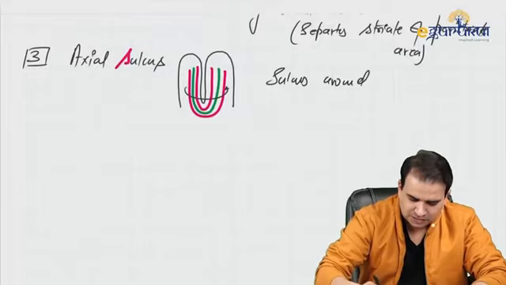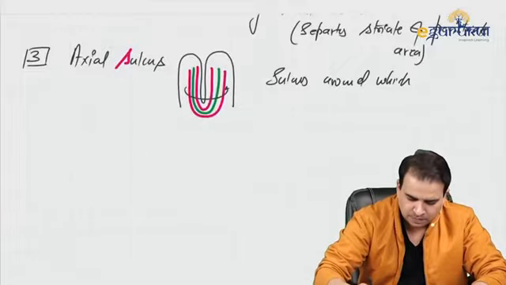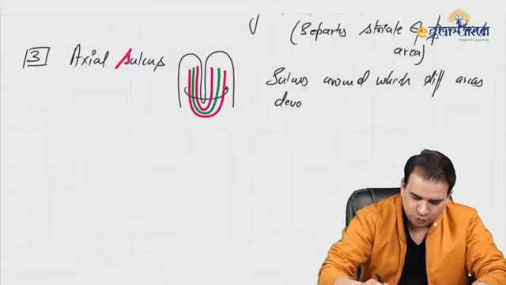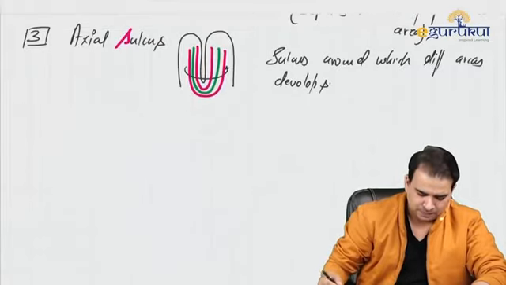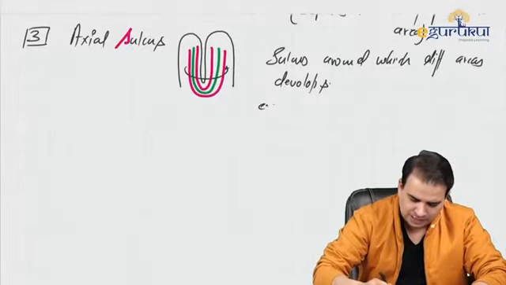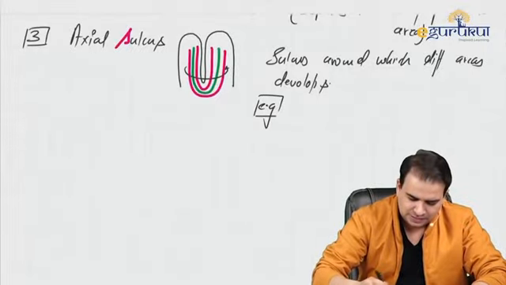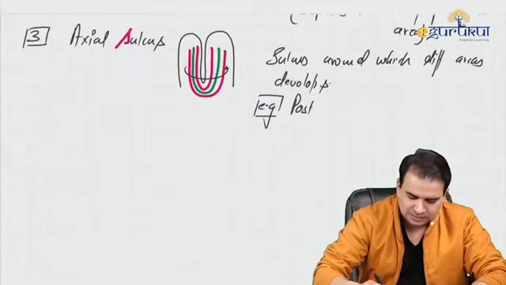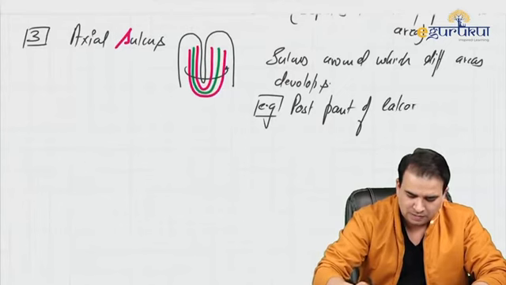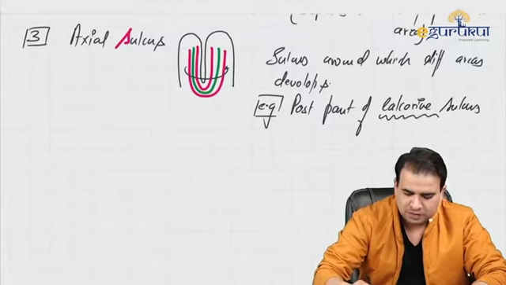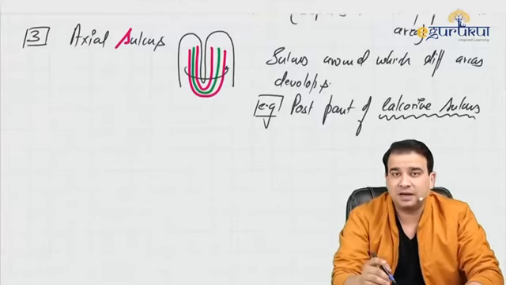So basically, sulcus around which different areas develop. The example for the axial sulcus is the posterior part of the calcarine sulcus. So calcarine sulcus, yes, but what part of the calcarine sulcus? The posterior part.